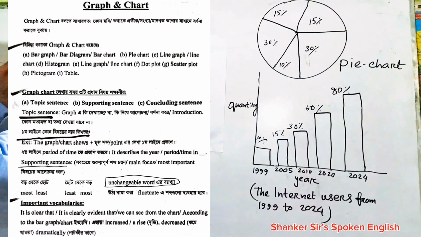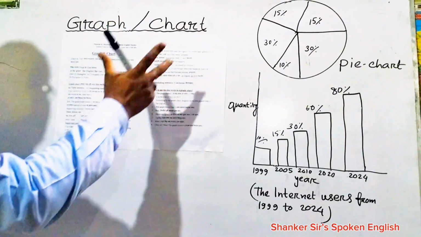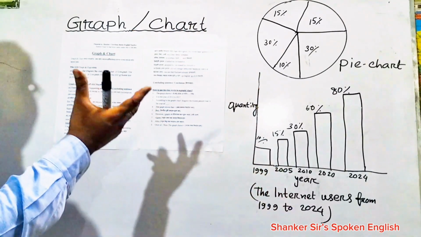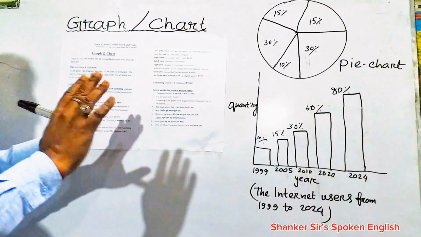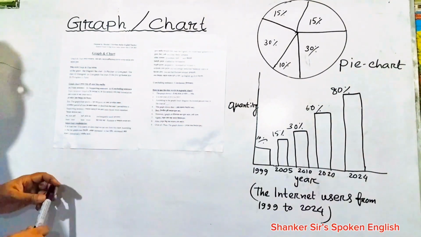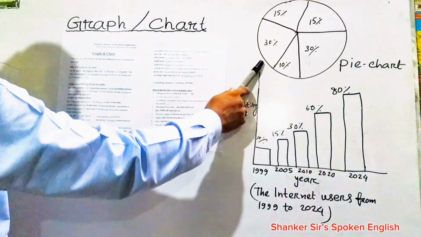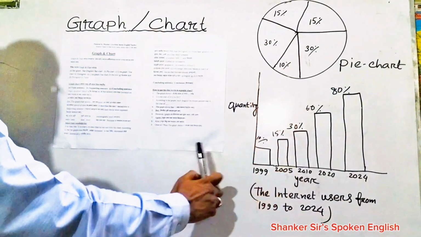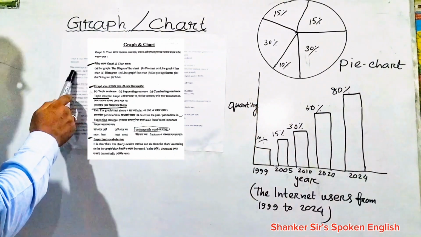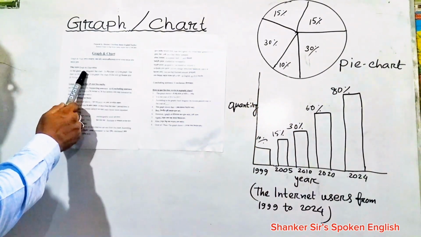I have also designed here how we can start the sentences, and how we can start and write about a graph or chart. Here graph and chart means any portrayal or information that will be illustrated or explained. Suppose this is a pie chart and I will illustrate it this way. This is a graph and I will explain it.